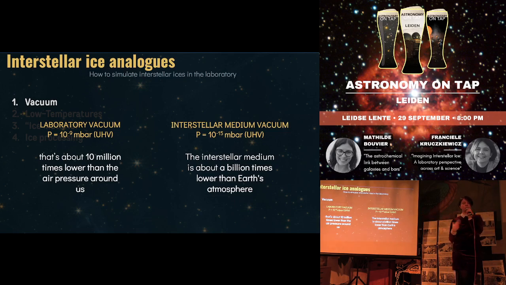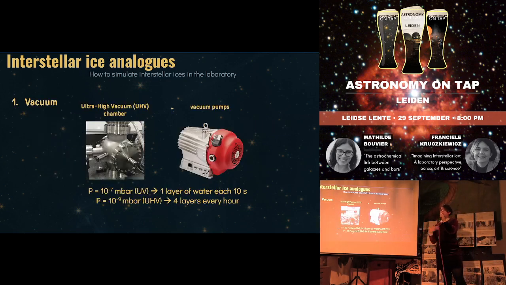So you can question yourself now, Franciele, but is this a problem for you in the lab? And actually, it's not. What I'm interested to replicate in the lab, and what I cannot have in my ultra high vacuum chamber, is a lot of contaminants being deposited on top of my ice. So if I have a lower vacuum, let's say 10 to the minus 7, I have one layer of water being deposited on my ice every 10 seconds. But if I have a much better vacuum, so an ultra high vacuum, I have 4 layers being deposited every hour, and this is much better.